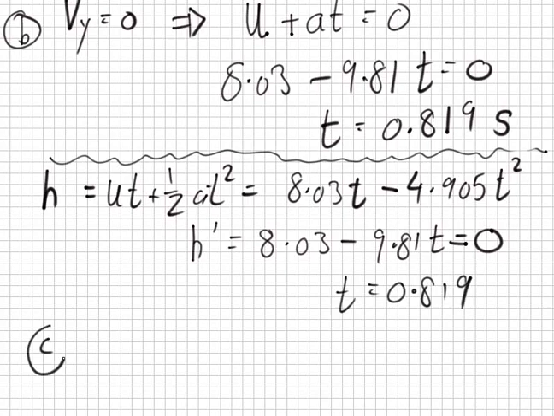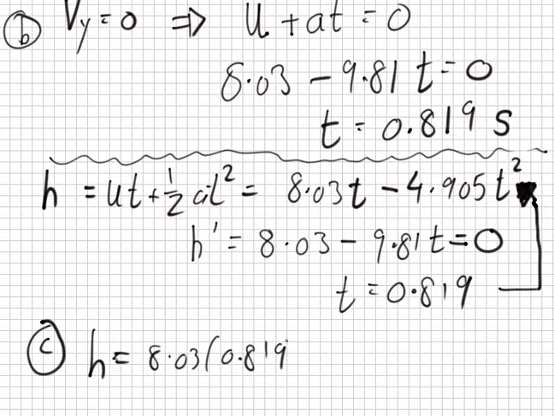Yep. And then for part C, it should be the same. It'd be a problem if it wasn't the same. For part C, we put this back into this one here. Part B, they want the time. C is they want the height. So I'll put it back into this formula for height. And I get h equals 8.03 times 0.819 minus 4.905 times 0.819 squared.